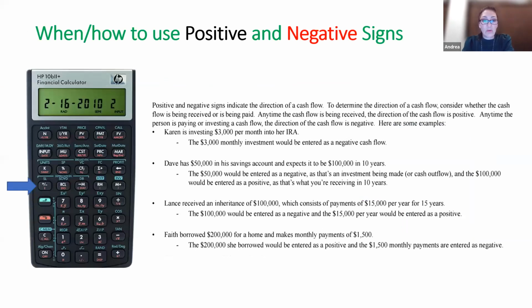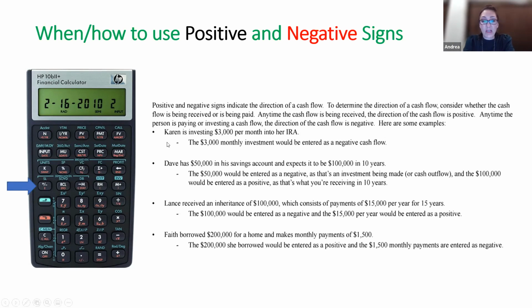Let's talk about when you use a positive and a negative sign on the calculator. The plus-minus sign, or positive-negative sign, is on the first column, 1, 2, 3, 4 buttons down. That is going to indicate the direction of a cash flow, whether the cash flow is coming in, being received, or being paid. If the cash flow is being received, then that is positive, and anytime you're paying it out, it's going to be negative.